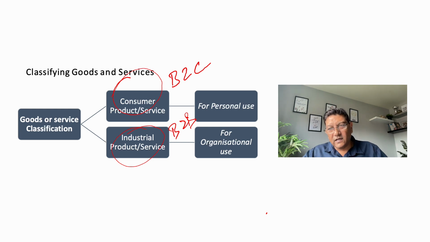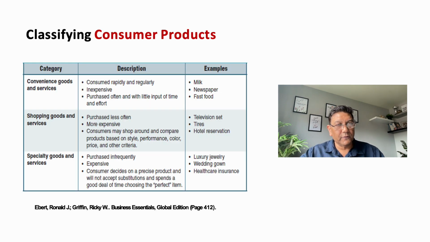Now, your products and services differ. Sometimes you sell to other organizations, and at the same time you sell directly to consumers as well for personal use. So that is what we need to think about. That is the first thinking about goods or service classification. Now let's look in a bit more detail at how that goods classification works.